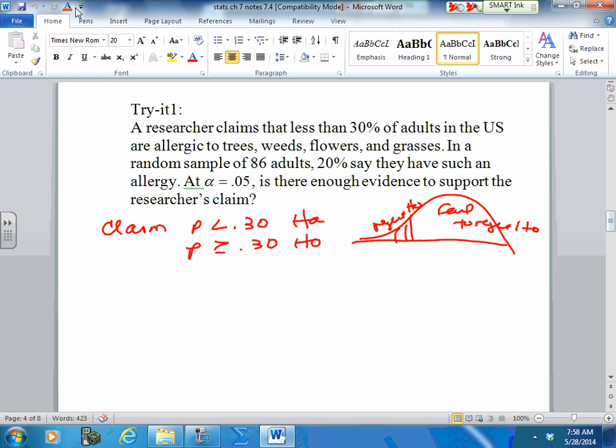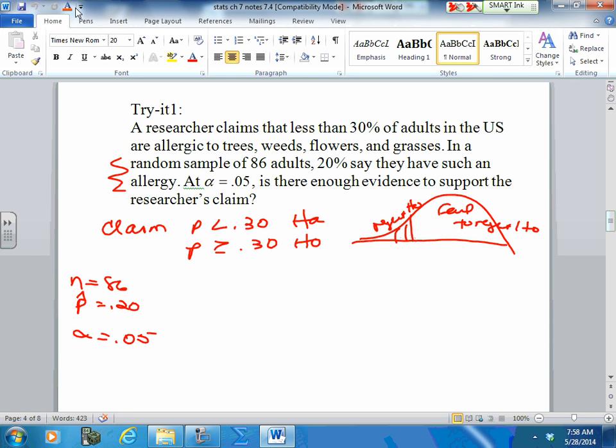Okay. In a random sample, here's your sample. 86 adults. He had 20% and a level of significance of 0.05. So what do we do with that 0.05?